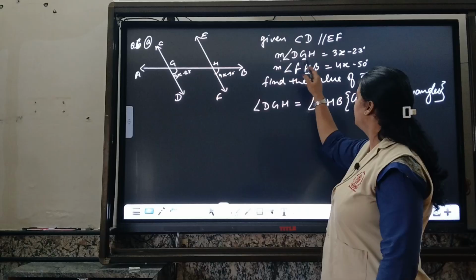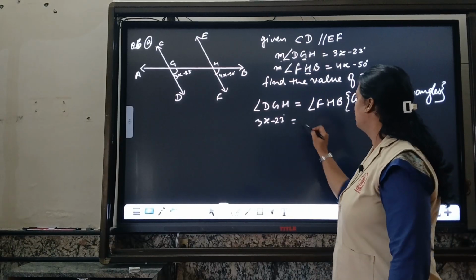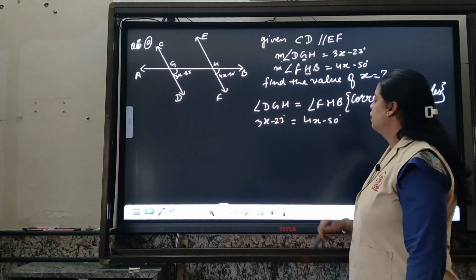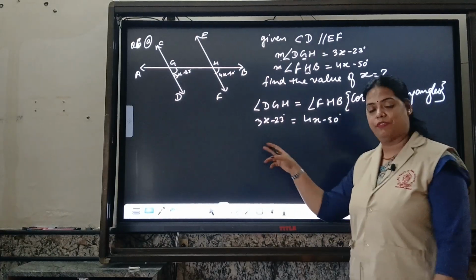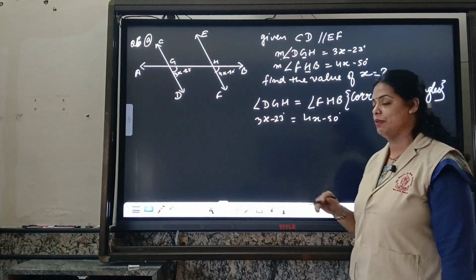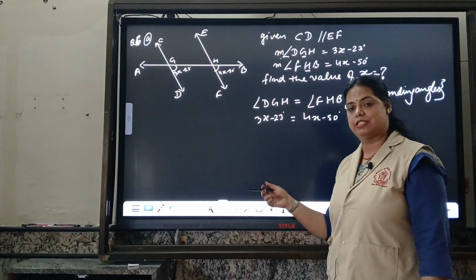So what is the measure of DGH? According to the question, it is 3x minus 23 degrees and here 4x minus 50 degrees. Now we have one x here on the left-hand side and another on the right-hand side. We will put them together because variables can be handled together, and the constant value will go to the other side by changing its sign.